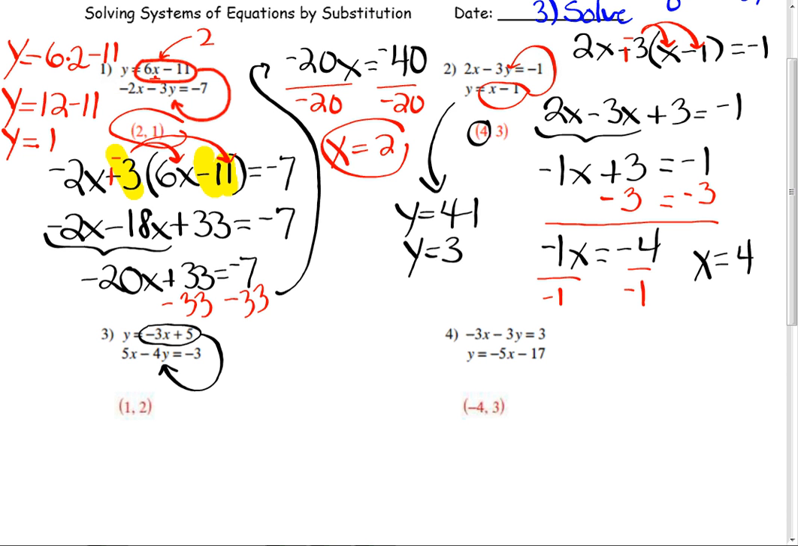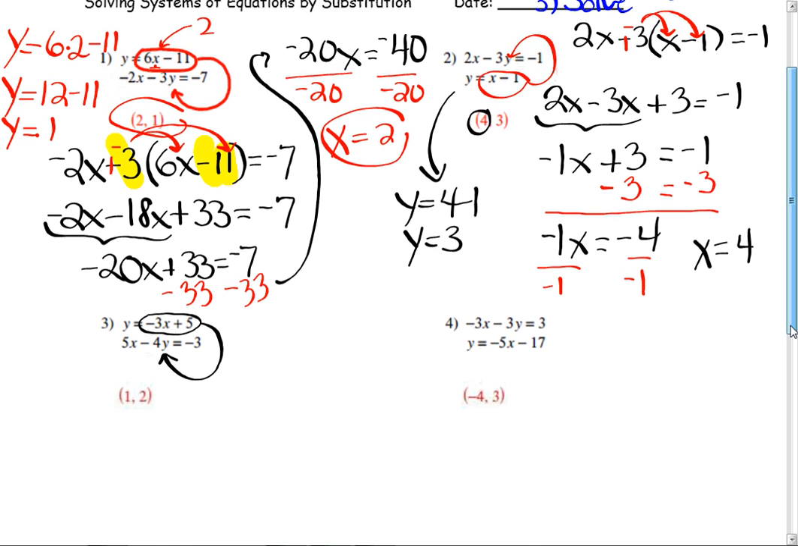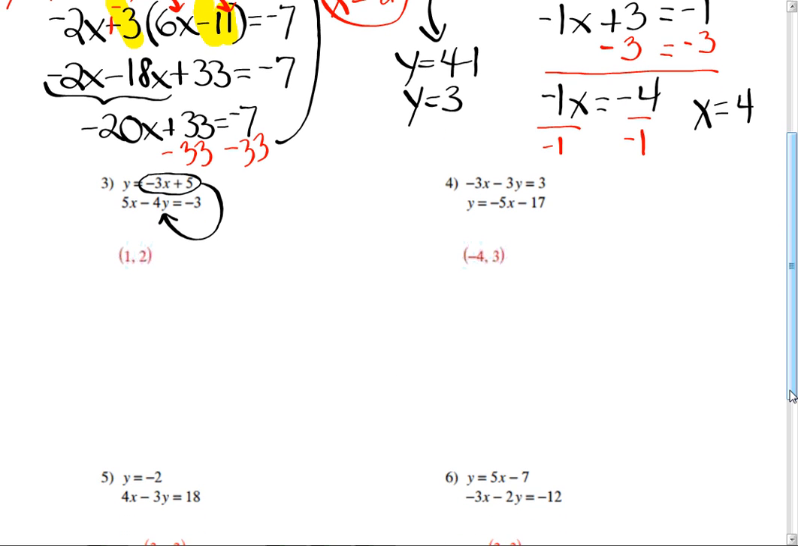Y equals negative 3x plus 5. So we'll put it in. What? Where? No, 4 minus 1.